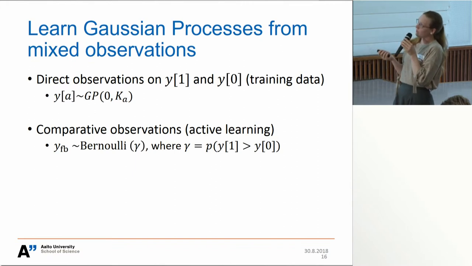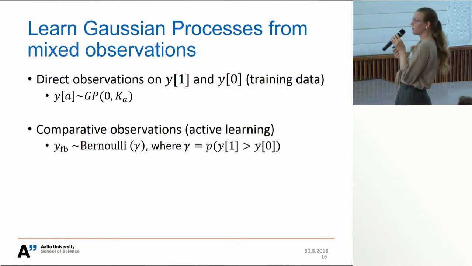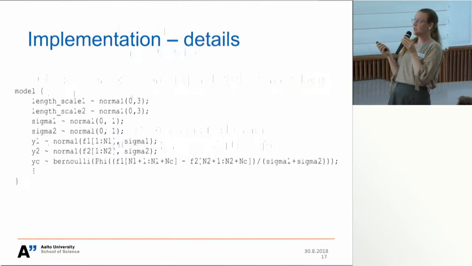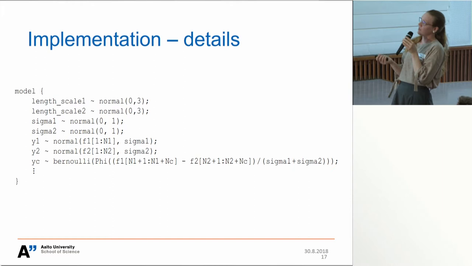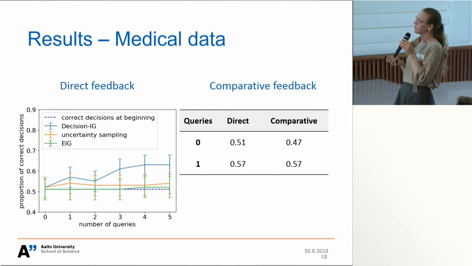And then we learn Gaussian process models for each of the potential outcomes, and the comparative observations we just assume are from a Bernoulli distribution with a parameter which is the probability of one being higher than the other one. So in this way we can incorporate both the normal observations and the comparative ones, and each of them has a different noise and different parameters.